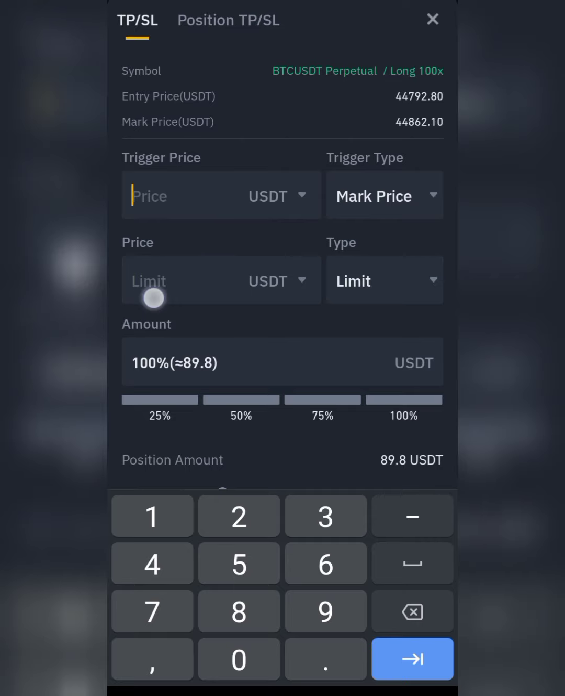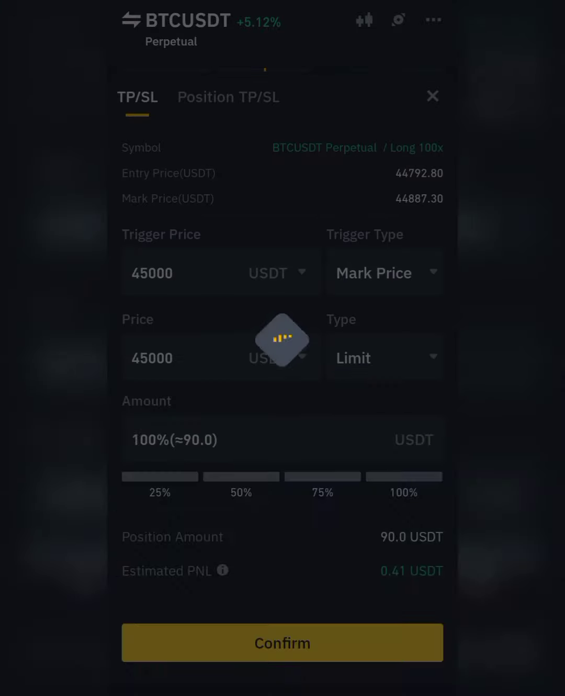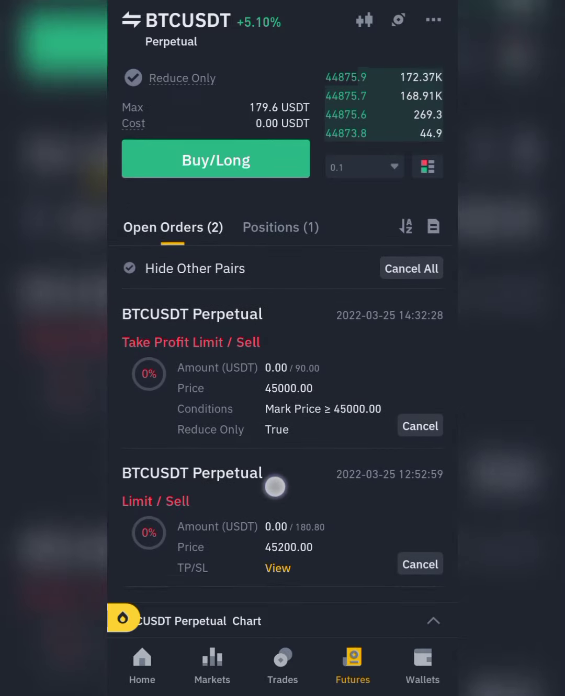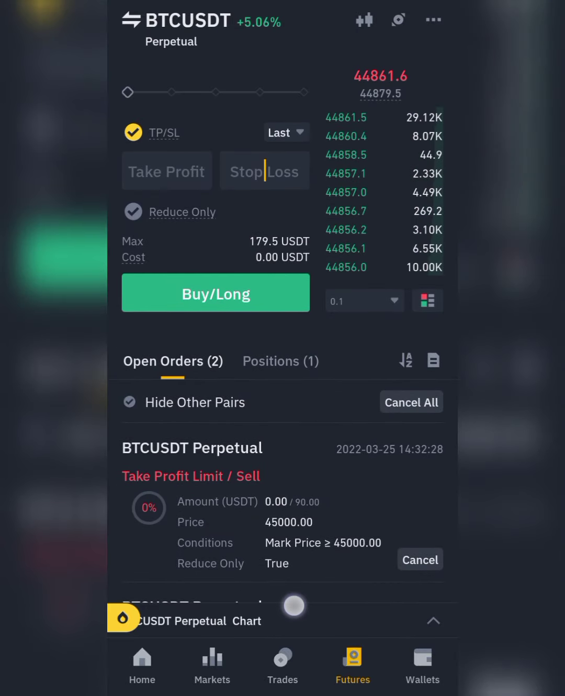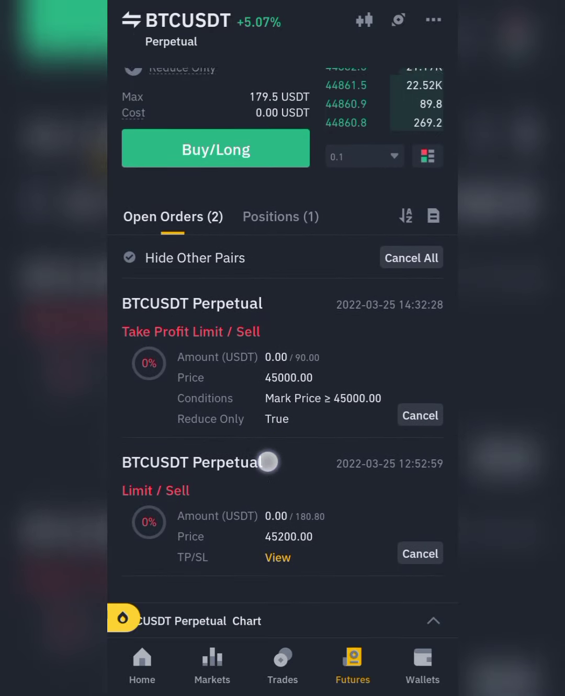Then you come here as well and put the price. Now let's say we want to sell at 45,000. We'll come here, 45,000. So this is actually going to serve as your take profit. Now you click on confirm. You see it's going to show here in your open orders, meaning the price hasn't gotten to 45k yet, so that's why it's here. So basically that is what it is.